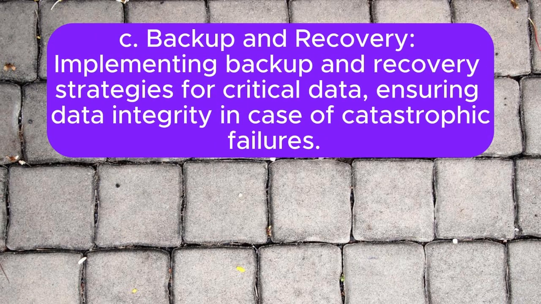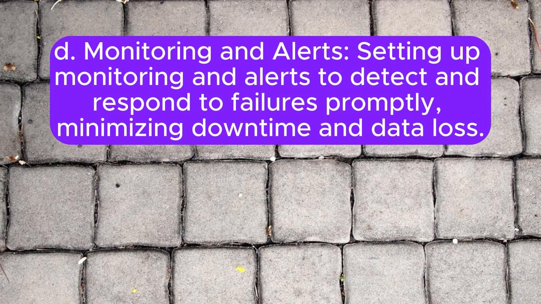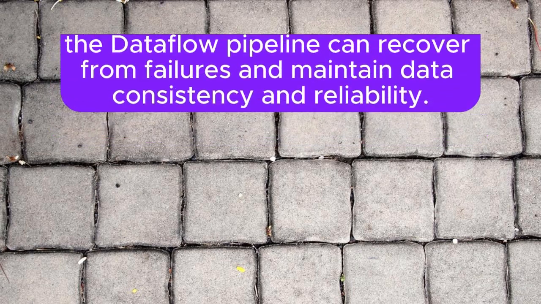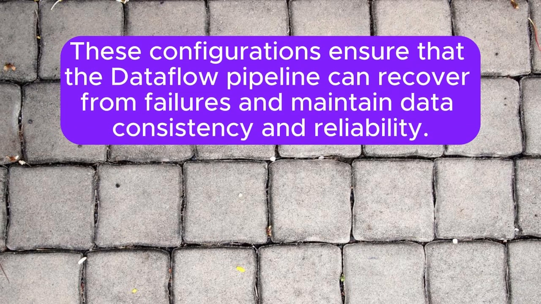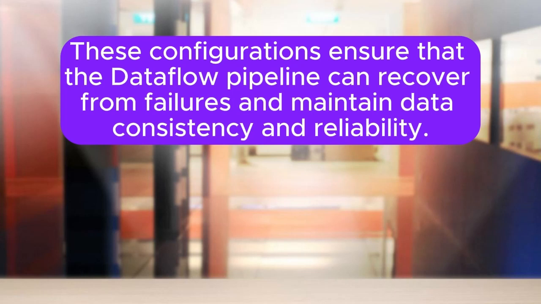C. Backup and recovery, implementing backup and recovery strategies for critical data, ensuring data integrity in case of catastrophic failures. D. Monitoring and alerts, setting up monitoring and alerts to detect and respond to failures promptly, minimizing downtime and data loss. These configurations ensure that the Dataflow pipeline can recover from failures and maintain data consistency and reliability.